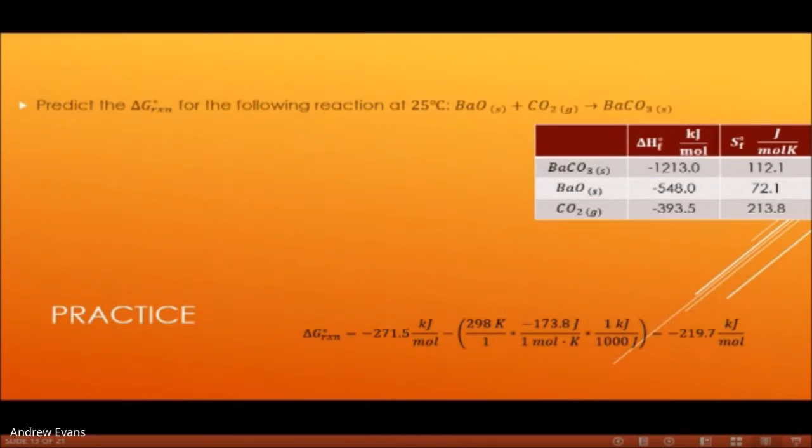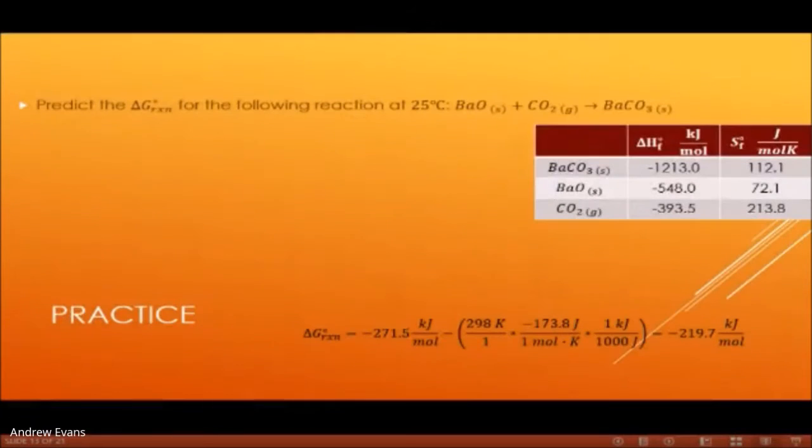I would do the same thing for the entropy. I'd say products minus reactants. Products is 112. Reactants are 72.1 and 213.8. When I say products minus the reactants, I'd get negative 173.8.